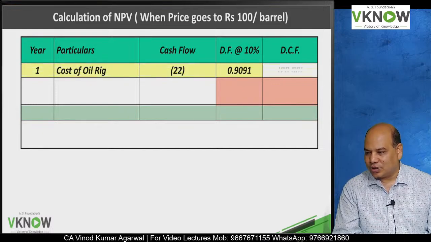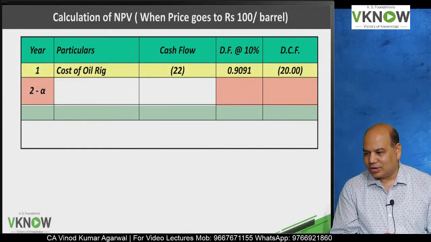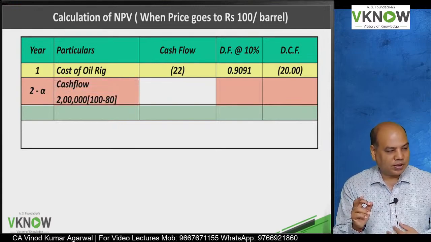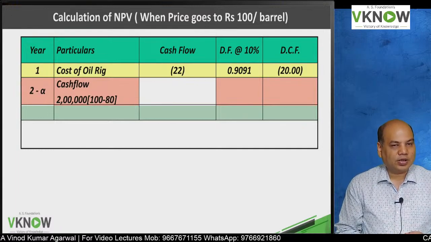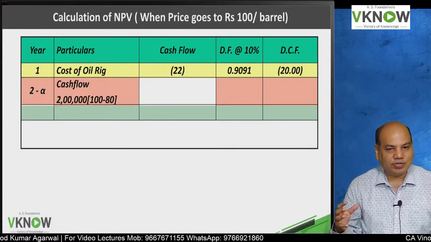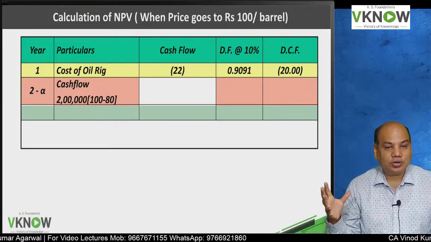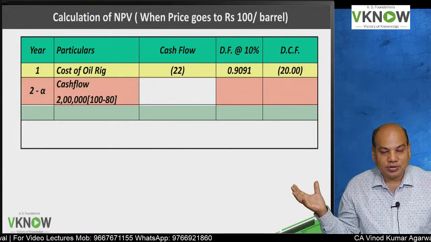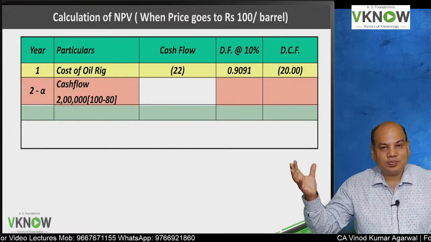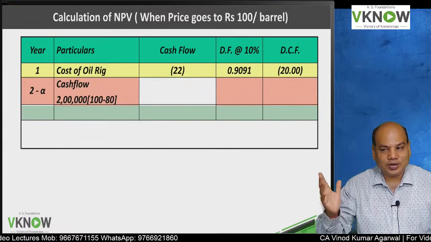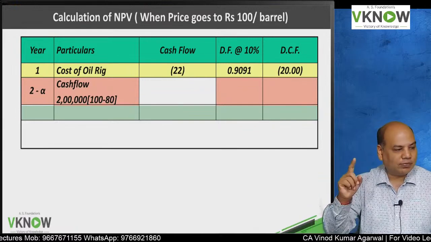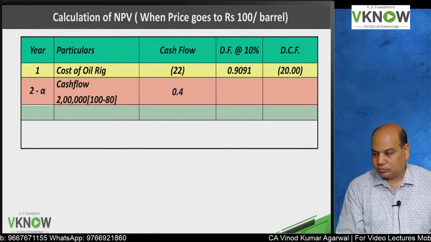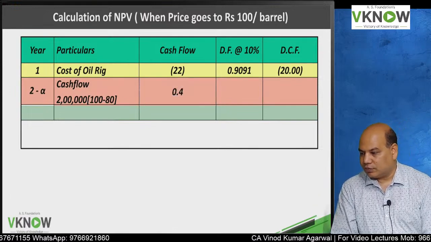Year 1, write down the same figure. Year 1 same figure, 2 to infinity. This will change because now my price is 100 rupees. If the OPEC countries don't agree on production cut, everybody will start increasing the production, supply will increase, price will fall. That is the advantage of waiting for a year. You will get to know where you stand. So this is 0.4 crore.